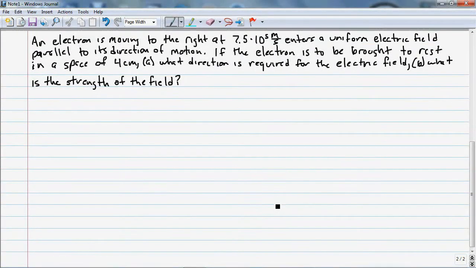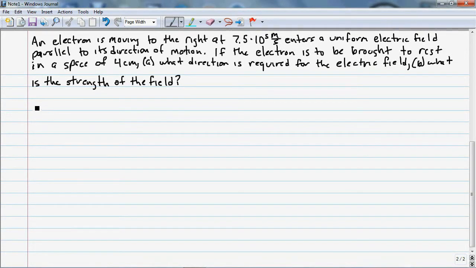So we have an electron moving to the right at 7.5 times 10 to the 5th meters per second, enters a uniform electric field parallel to its direction of motion. If the electron is to be brought to rest in the space of 4 centimeters, what direction is required for the electric field, and what is the strength of the electric field?